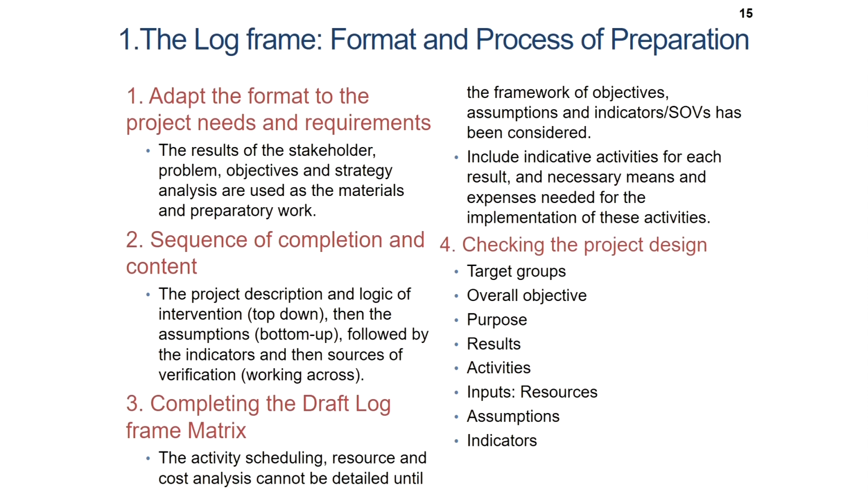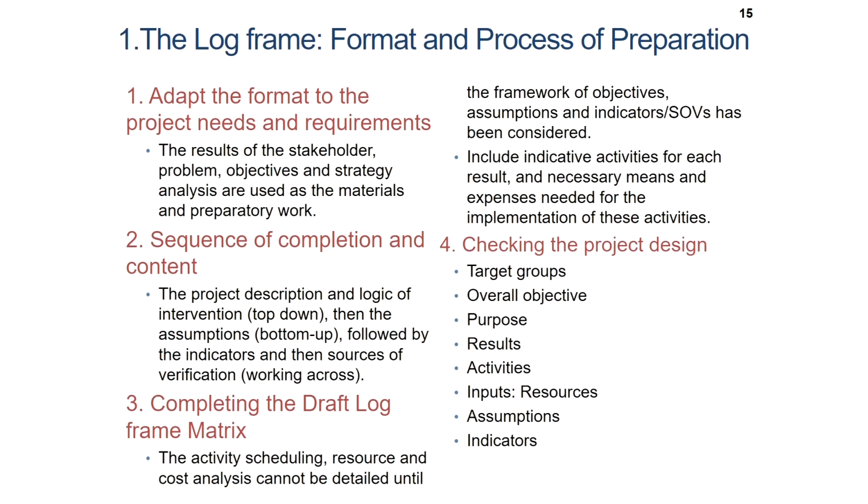The second stage is sequence of completion and content. Here the project description and logic of intervention top down, then the assumptions bottom up, followed by the indicators and then sources of verification. The third is completing the draft log frame matrix. Here the activity scheduling, resource and cost analysis cannot be detailed until the framework of objectives, assumptions and indicators has been considered. We include indicative activities for each result and necessary means and expenses needed for the implementation of these activities, and finally, we check the project design.